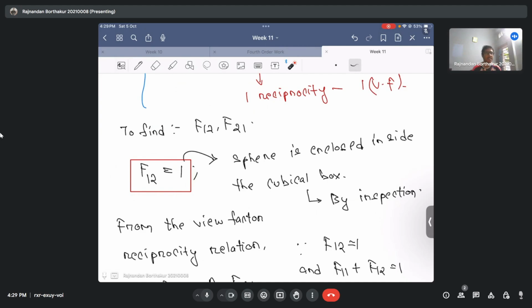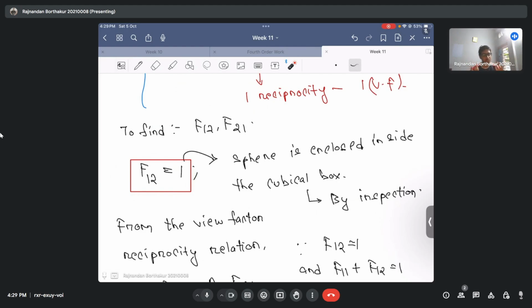This is a good solid proof that if you have n surfaces, you will need to know n into n minus 1 by 2 view factors directly, and the rest you can determine. If you have n surfaces, you will have n summation rules, out of which you can draw n view factors, and you will have n into n minus 1 by 2 reciprocity relations, out of which you can draw that many view factors. If you subtract these two, you get how many view factors you need to know directly.